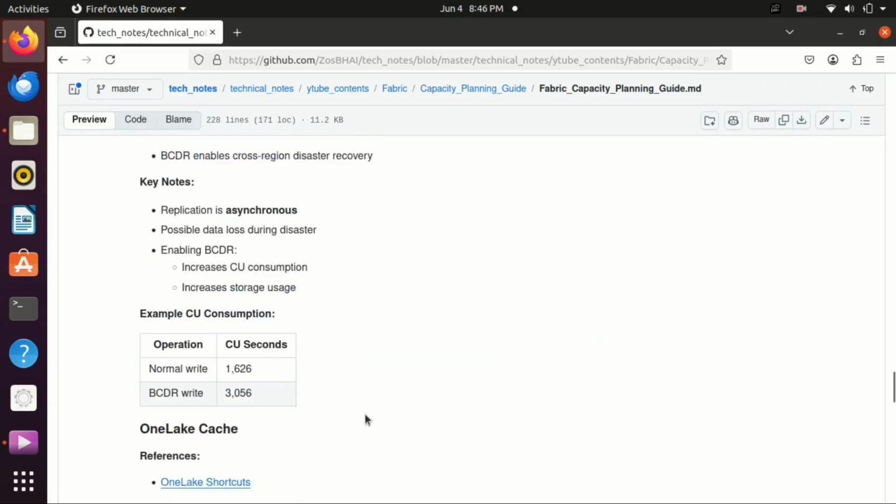The storage usage typically increases. The capacity consumption also increases. Say for example, a BCDR write is 2x the normal write, which means, say for example, a normal write takes around 1626 CU units. A BCDR write takes around 3056 CU.